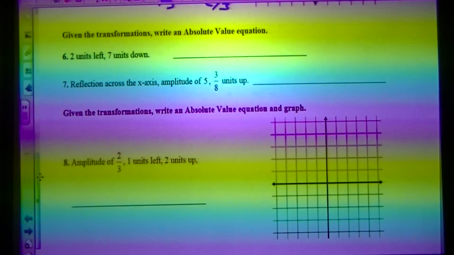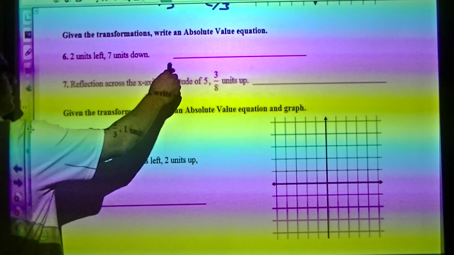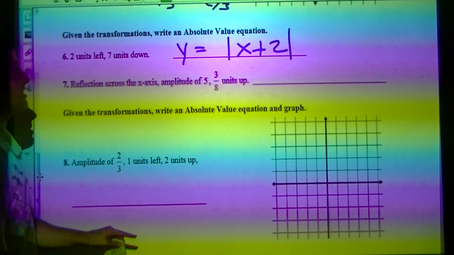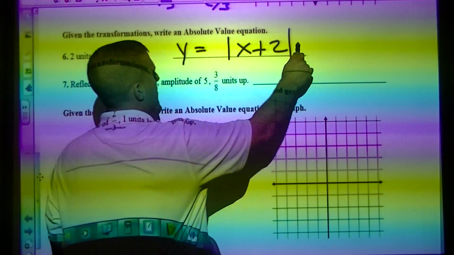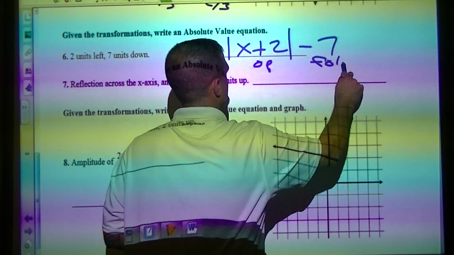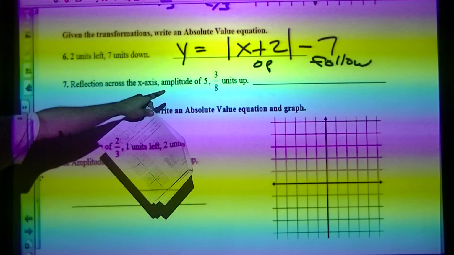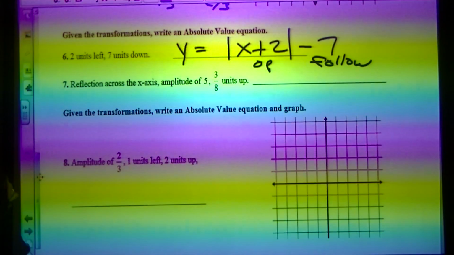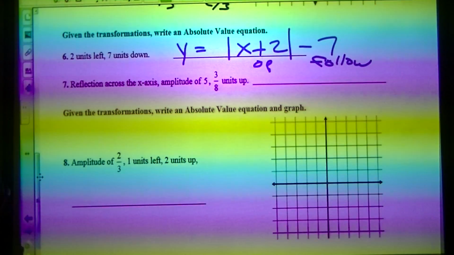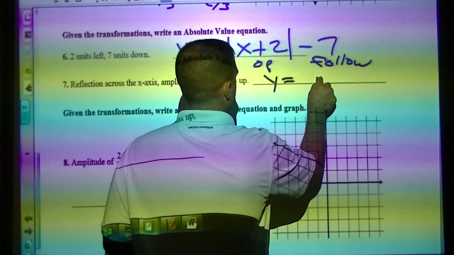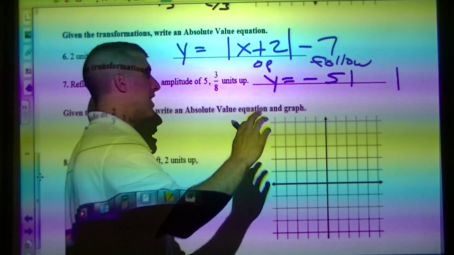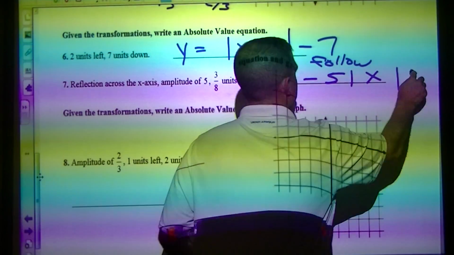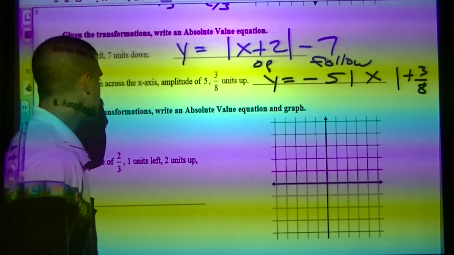It says given the transformation, write an absolute value equation. So I'm going to have y equals, left 2 units. That's my left 2. Remember, I do opposite. 7 down, I'm going to follow. So that was opposite, follow. This says a reflection across the x-axis, which means it's got to be negative. An amplitude of 5 with 3/8 units up. So what that's going to look like is a -5 in there because of the reflection. I'm going to have an x inside. There was no left or right shift. 3/8 up would be that, and that would be your answer.